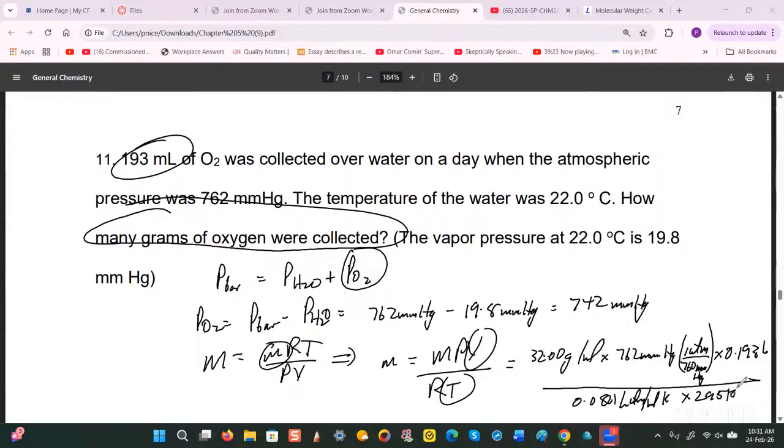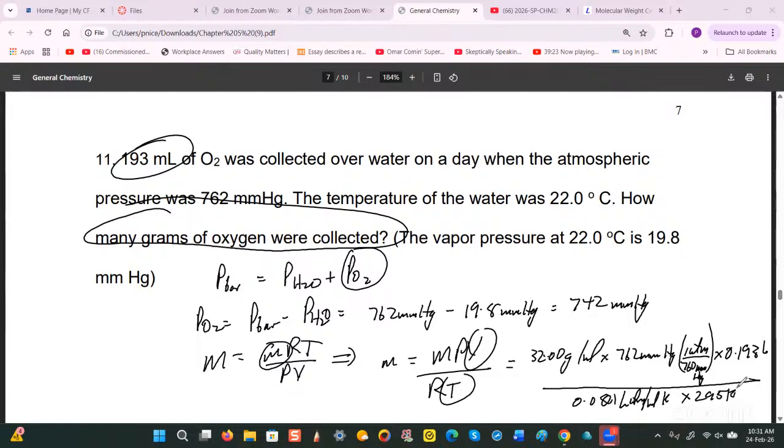So that will be 32 times 762 divided by 760 times 0.193. And then I'm going to divide by 0.0821. And then I'm going to divide by 295. And according to my calculation, no, something is wrong. Let me do this again.